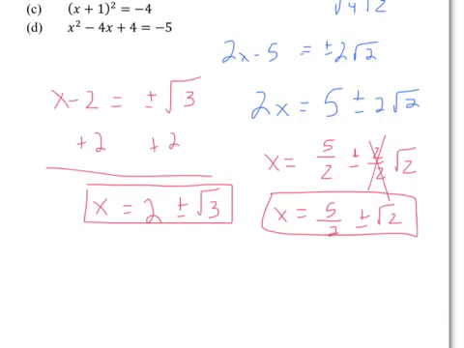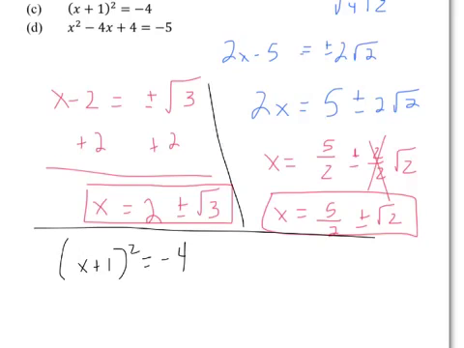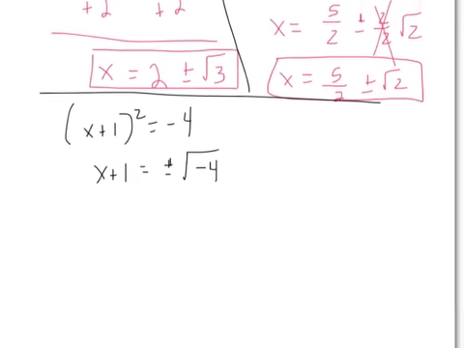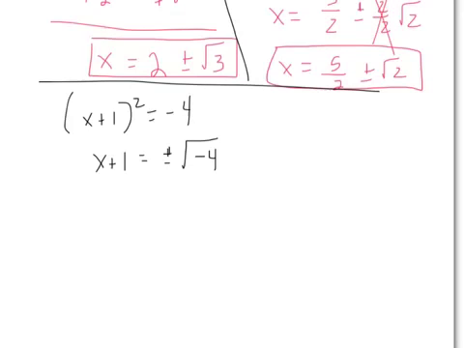Part C says the quantity x plus 1 squared equals negative 4. What we're going to notice here is that when we attempt to take the square root of both sides, we're going to have a negative here. So for this problem, we take the square root, and we get x plus 1 equals plus or minus the square root of negative 4. Now remember to think of negative 4 as really negative 1 times 4, so you're really just taking an i out here. And this becomes a 2, so it's i times 2, or simply 2i.